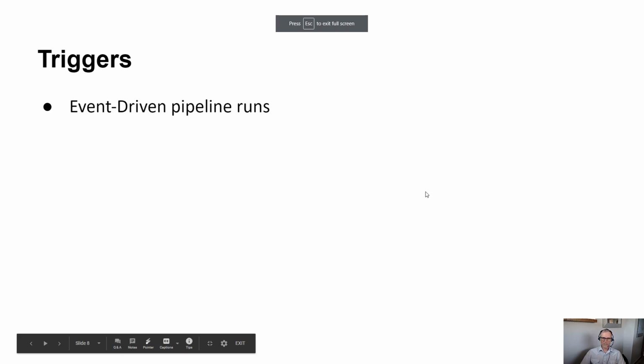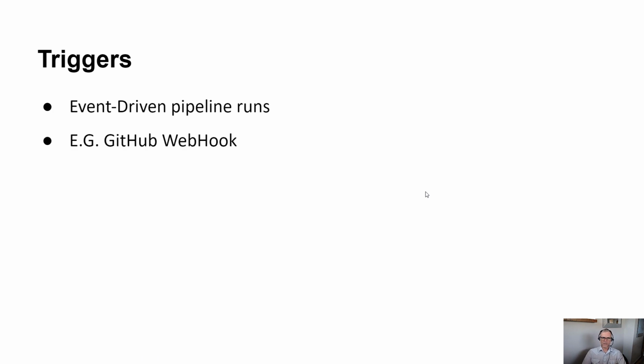Triggers allow us to create these pipeline runs in an event-driven way instead of manually. As an example, the one that we used in the demo is a GitHub webhook, and that GitHub webhook is running inside of my Kubernetes cluster, so when it receives a call from GitHub with the payload of, hey, I got a commit event, then it's going to be able to drop an event into Tekton, which kicks off or creates the pipeline run for me.